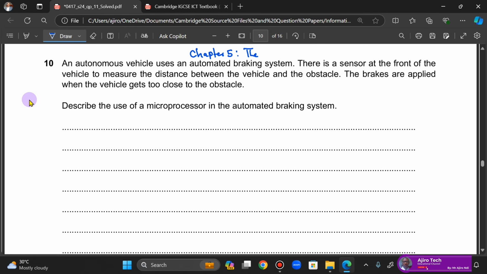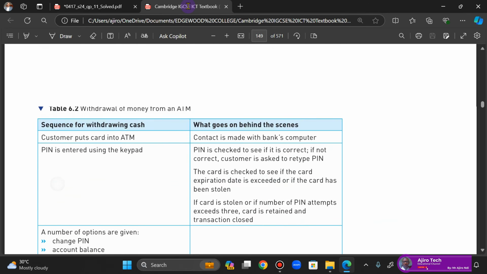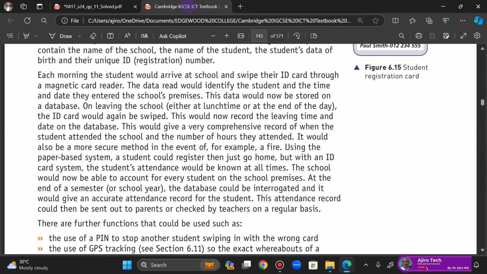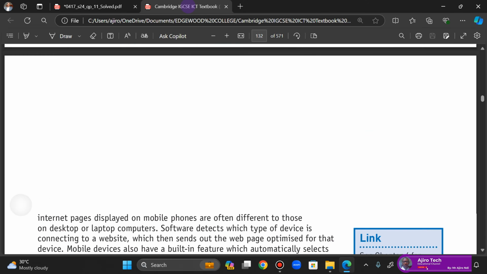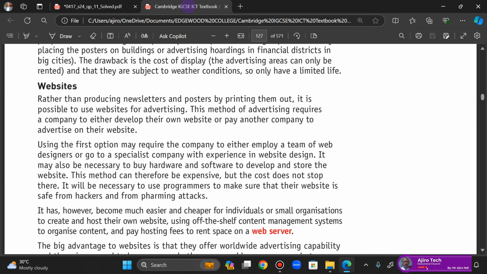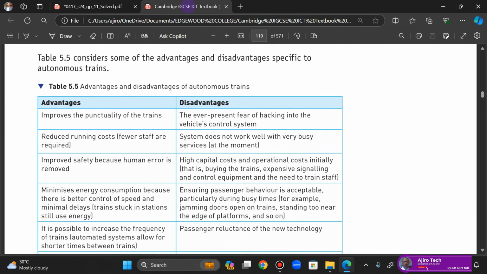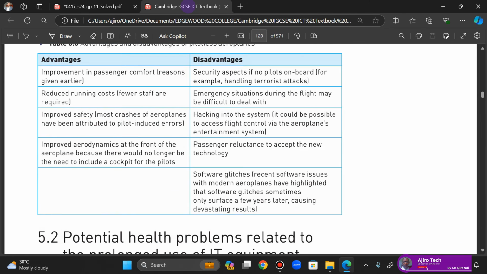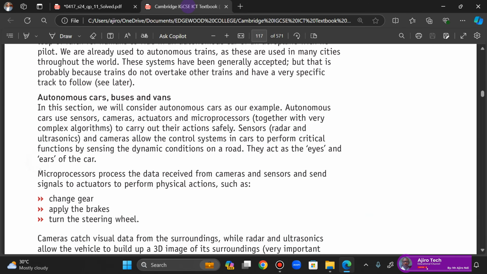Okay. The effects of using IT, and you see it in autonomous vehicle. Let me show you right here. Autonomous vehicle. Okay. Chapter 5, autonomous vehicle. I think the information I'm looking for is, no, it's right here. Yes.